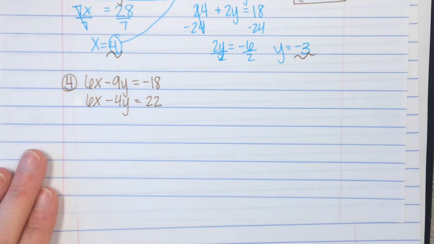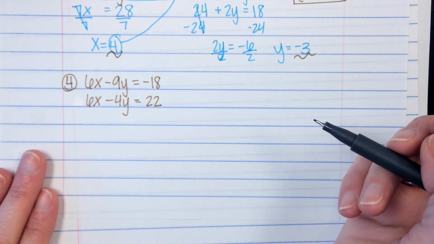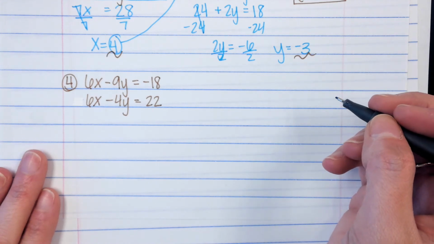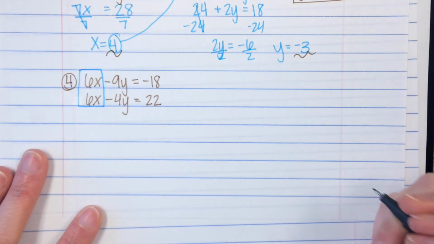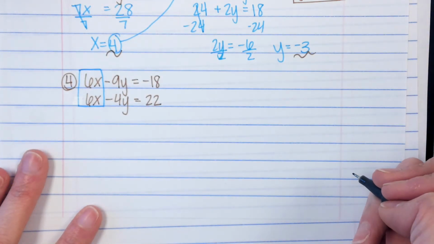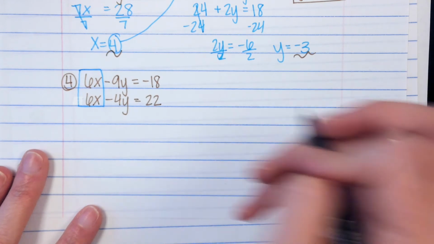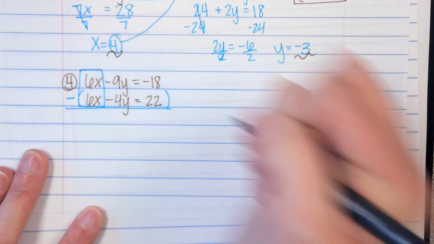Okay, here's example number 4. Look at your coefficients and then box the variable that has matching ones. Am I going to box x or y? X. Okay, look inside the box. Do they have the same sign or opposite signs? Same. So same means we subtract. Remember, you're subtracting each term on the bottom.